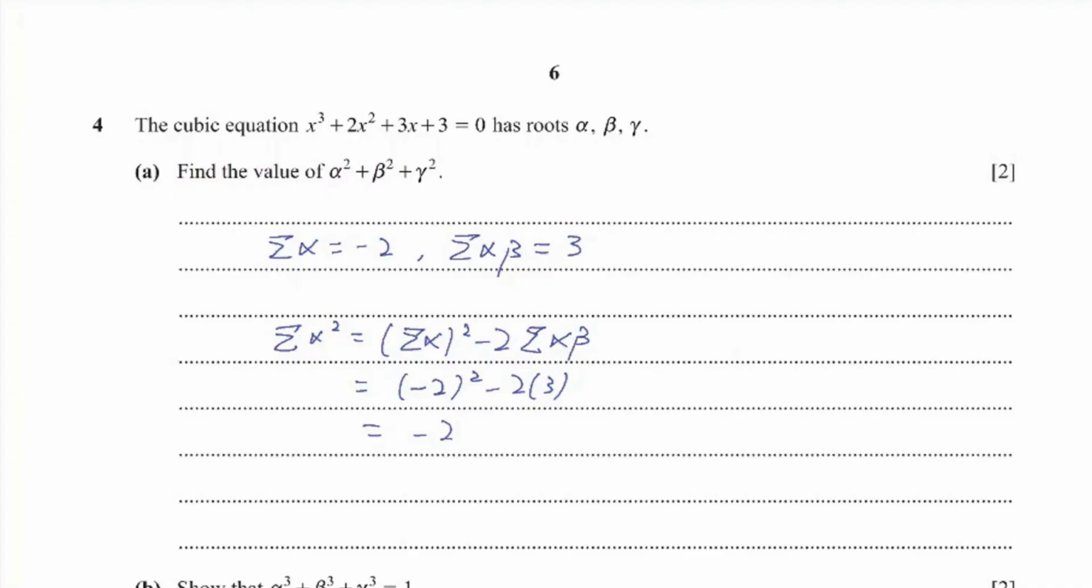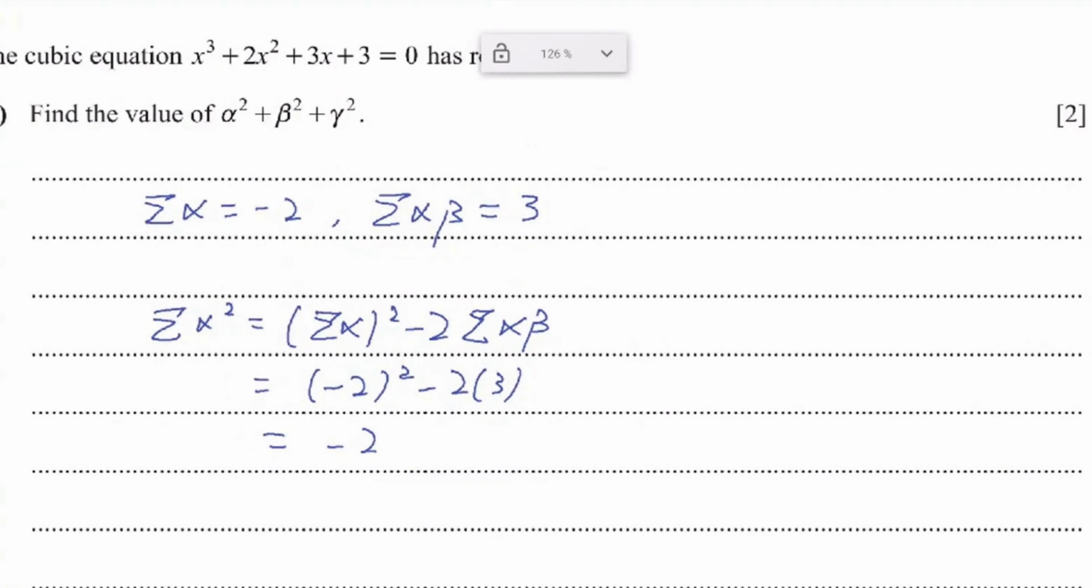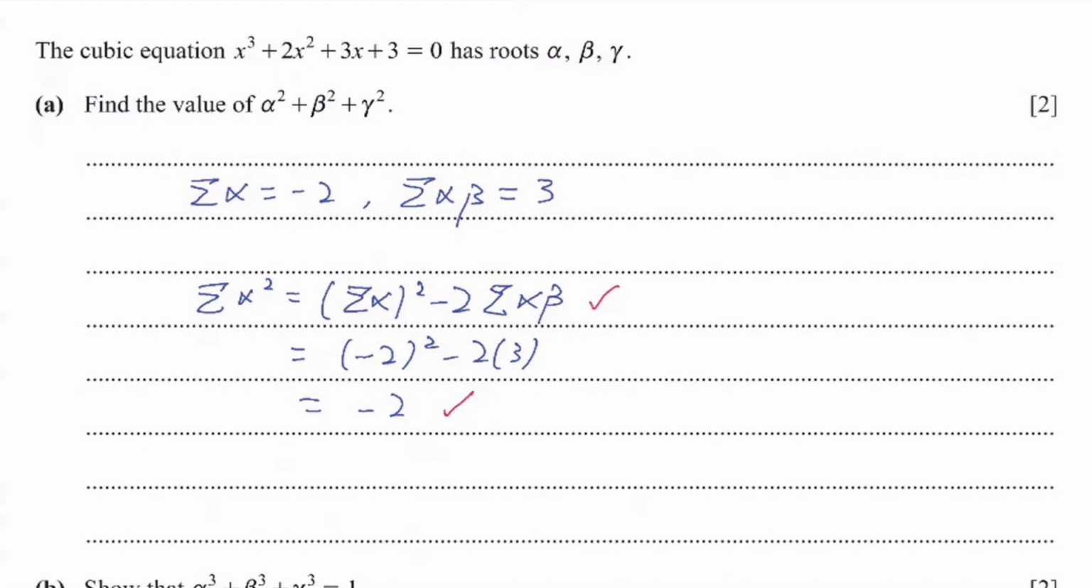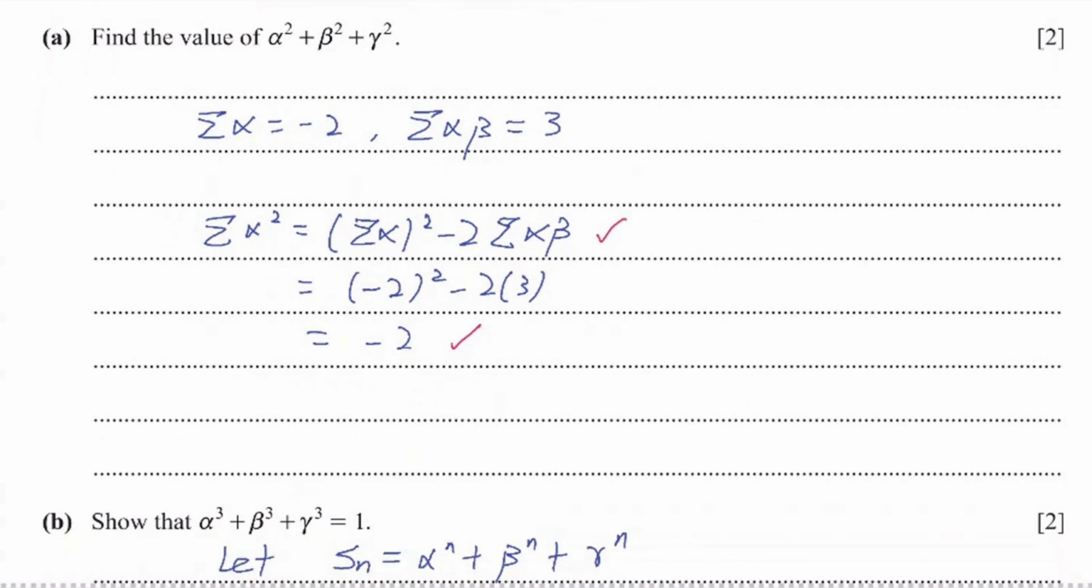Okay, so the next question is about the roots. Given that we have this cubic equation with roots alpha, beta, and gamma, find the sum of squares of the roots. This one is the usual stuff that we always do. Very easy, just use the identity here. This identity is useful all the time. Just type in the correct values and we get this already.